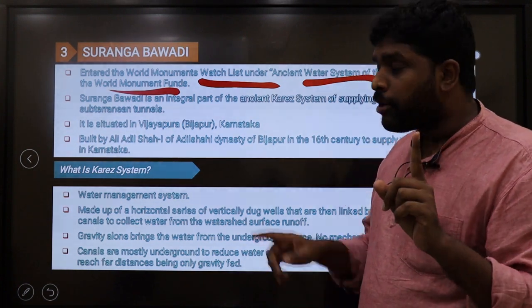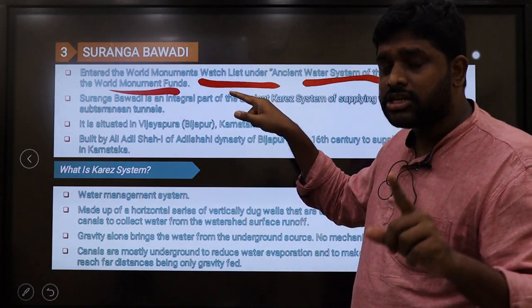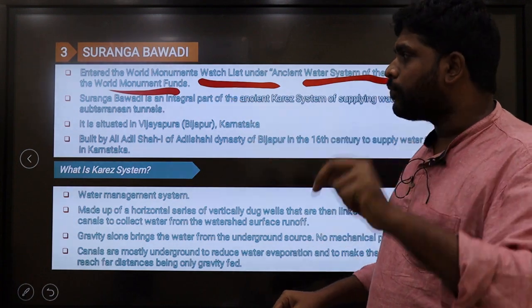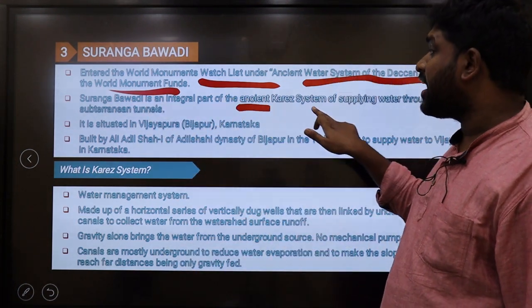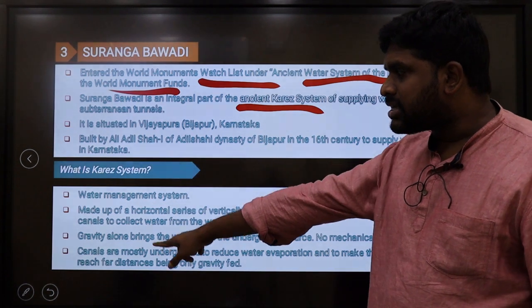I will be explaining, but from the prelims point of view, the Surang Bavdi entering this list is very important for your prelims. Number 2, Suranga Bavadi is an integral part of the ancient carriage system. This is called the carriage system.